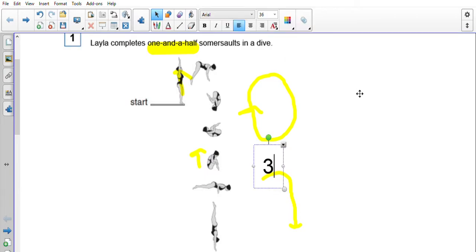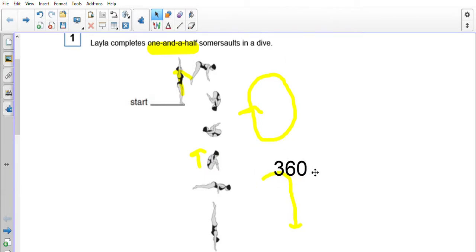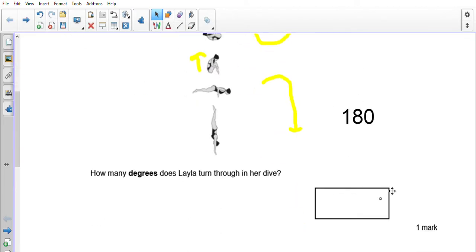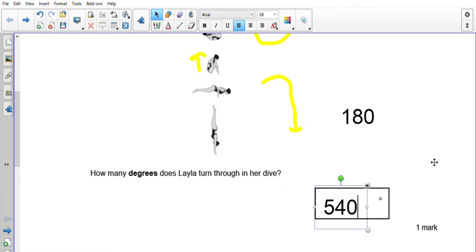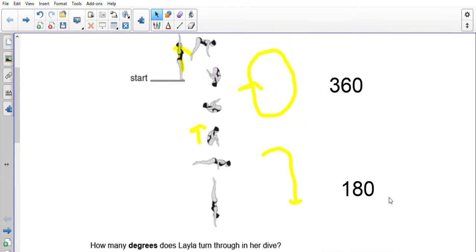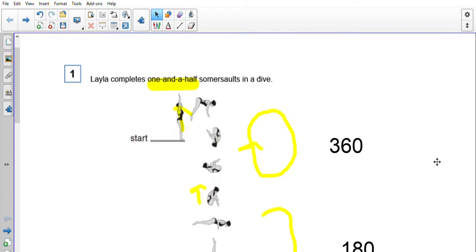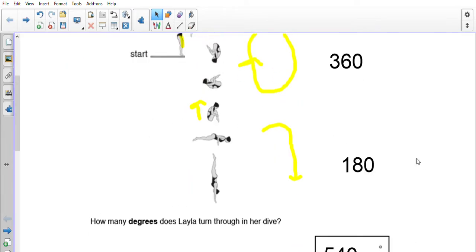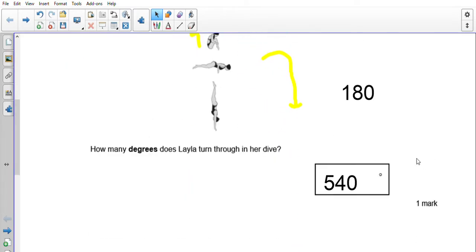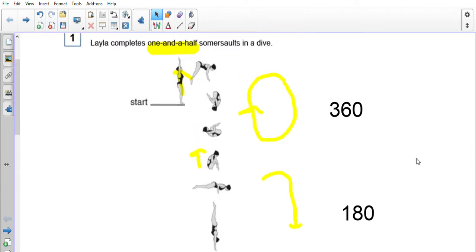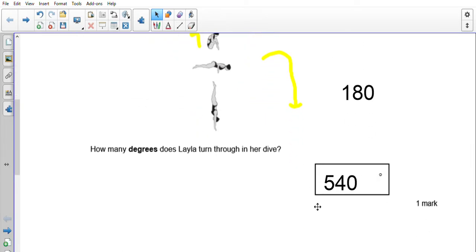A full turn we know is 360 degrees. And a half turn we know is 180 degrees, which is half of a circle. If I add those two together, I get a total of 540 degrees of rotation, which is 1.5 turns. Any gymnasts or skaters out there might recognise those numbers. 360, 180 gives me a combined 540 total.